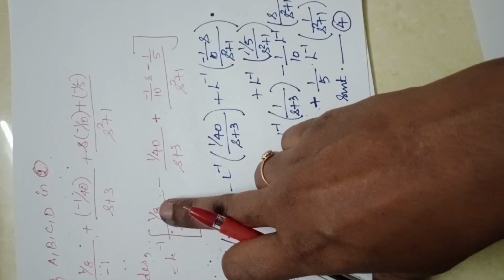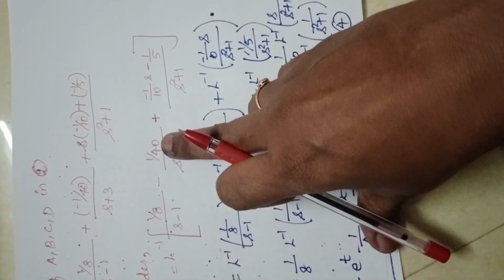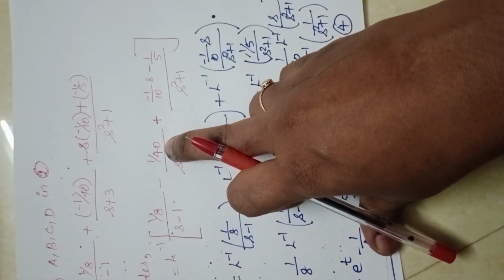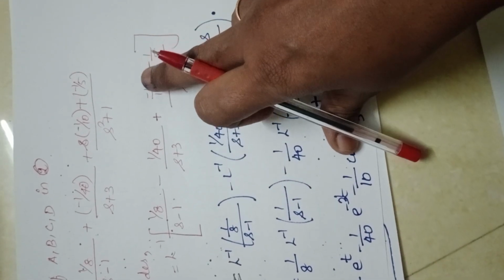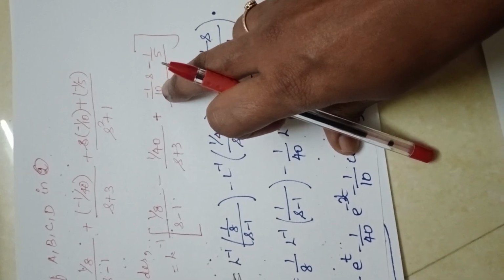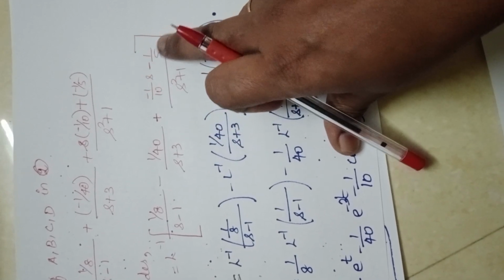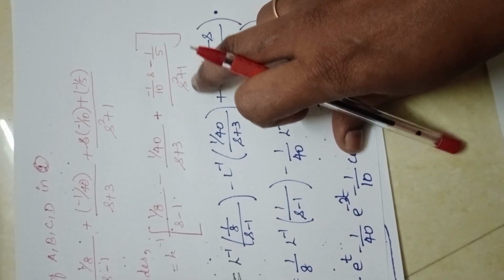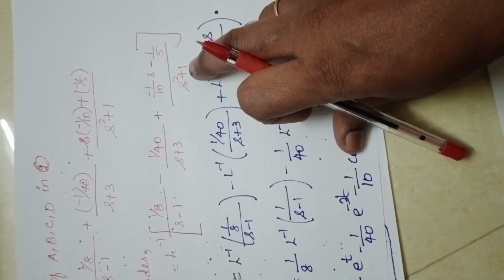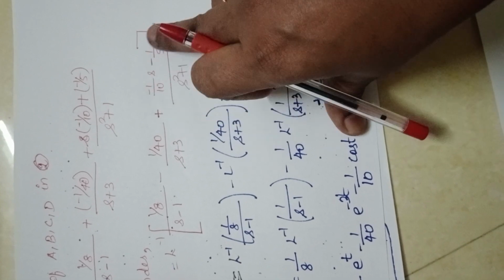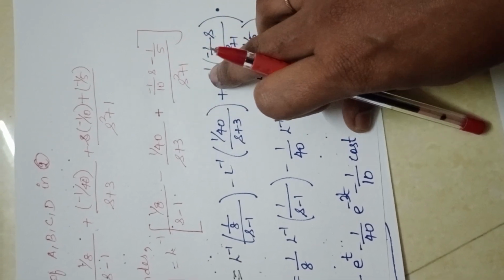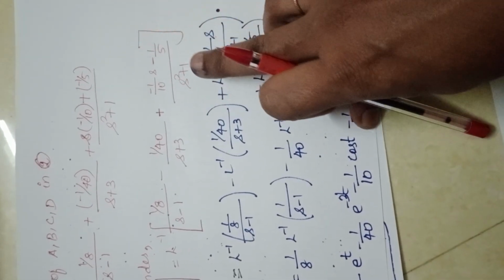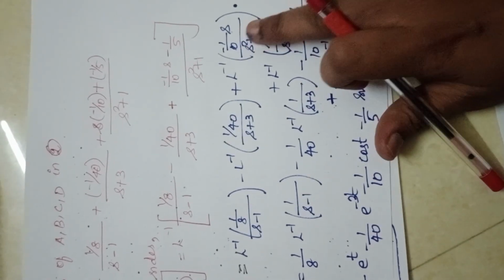So here you have only one part, 1 by 8 solely. Here you have only one part, 1 by 40 solely. But here you have got two parts. One is s by 10, the other one is 1 by 5. So for the simplification purpose, treat the denominator s square plus 1 as a single expression and split the numerator: s by 10 by s square plus 1, 1 by 5 by s square plus 1. This is what we have done here.